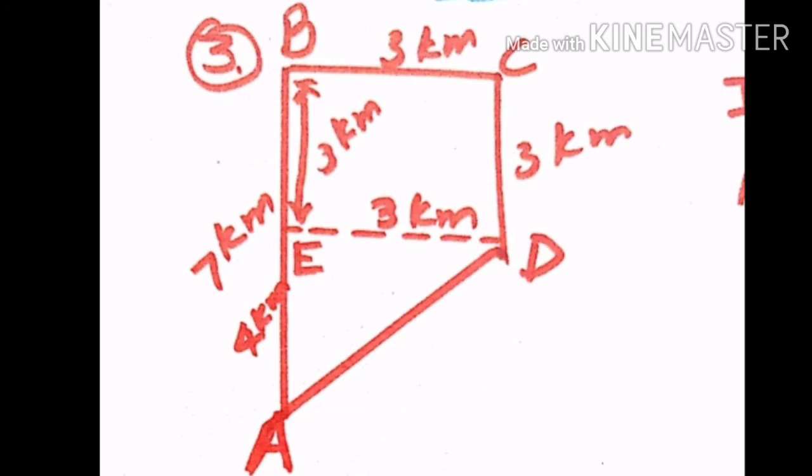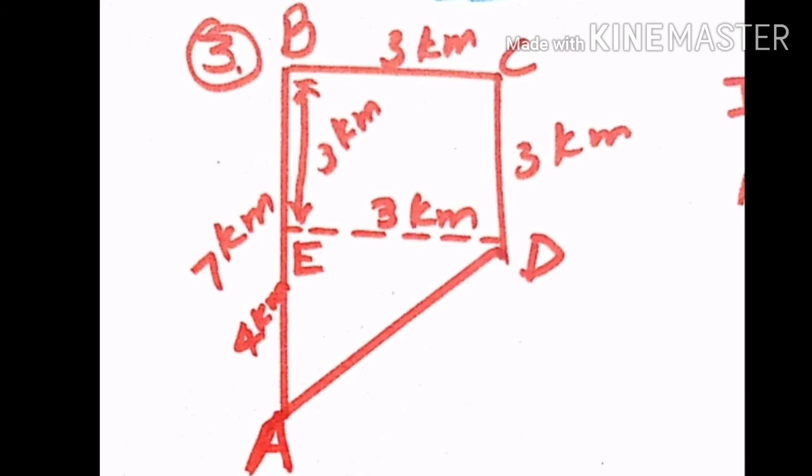So first of all, see the figure, we will understand by the figure. I have taken my starting point as A. So first of all, due north 7 km. So AB is north way 7 km. Then goes 3 km due east, means BC is east 3 km, and then 3 km due south. So CD is 3 km due south. CD is again downside, means south side.